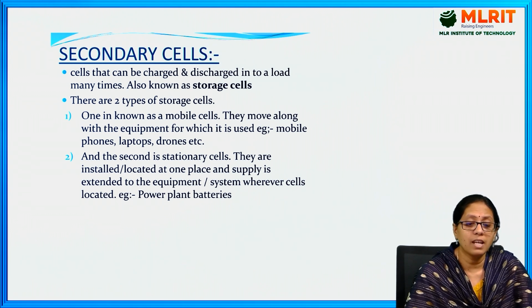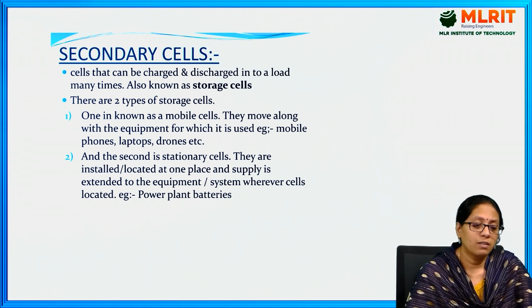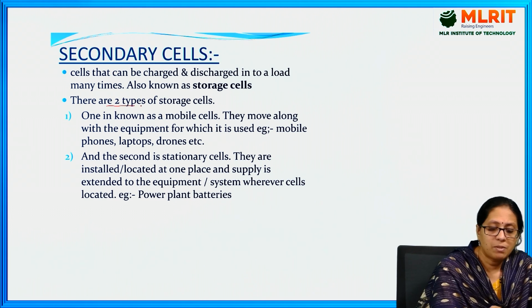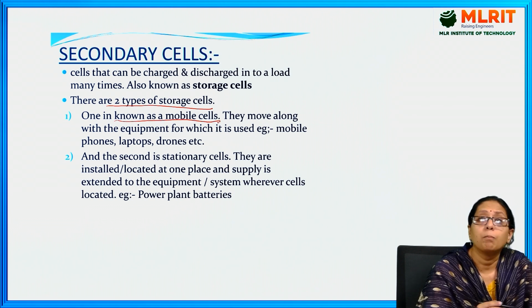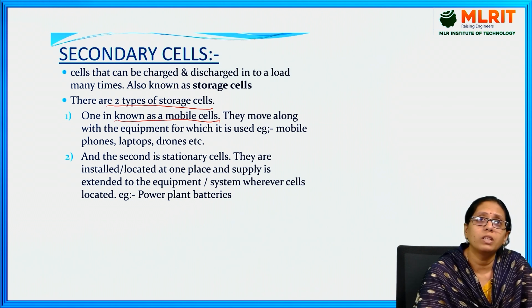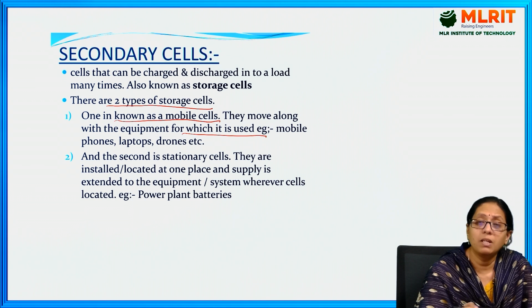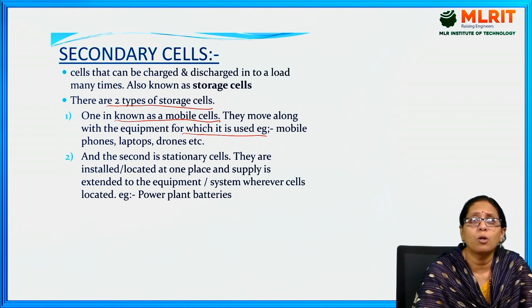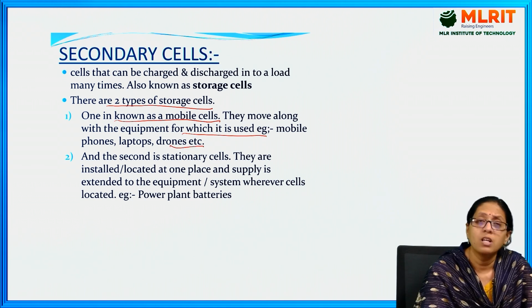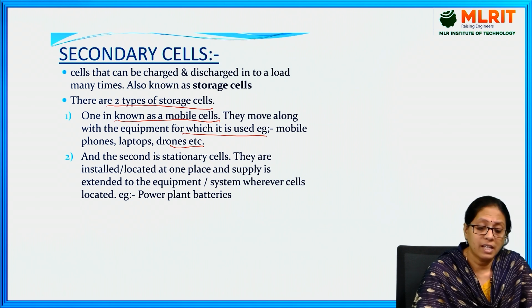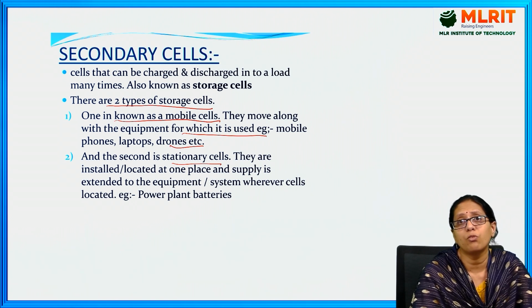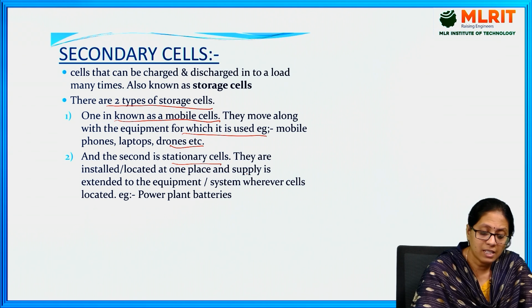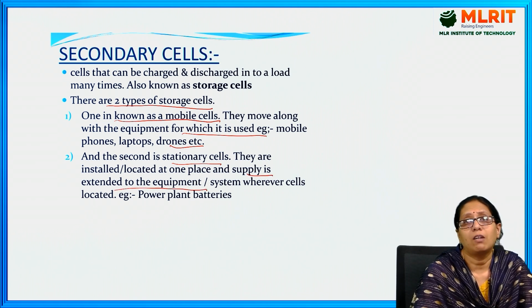Secondary cells, the storage can be done in two types. One is known as mobile cell. They can move along with the equipment for which it is being used, like mobile chargers, laptop chargers, and drones, etc. So second type is stationary cell. Means they are installed or located in a particular place.